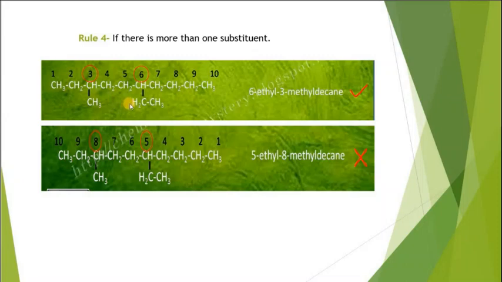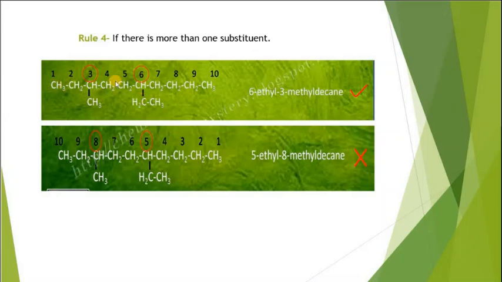Let's try to name this compound. You can see a simple straight chain is being shown to you that has 10 carbon atoms in it. So the name of the compound is of course decane, having 10 carbon atoms. You can see there are two substituents attached. One of them is methyl, another substituent is an ethyl group.